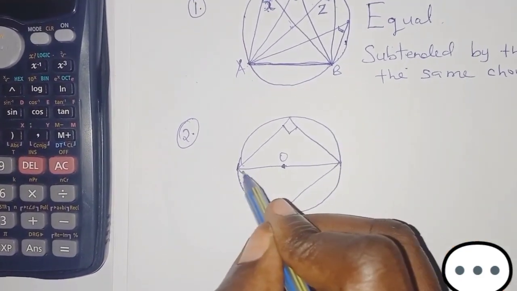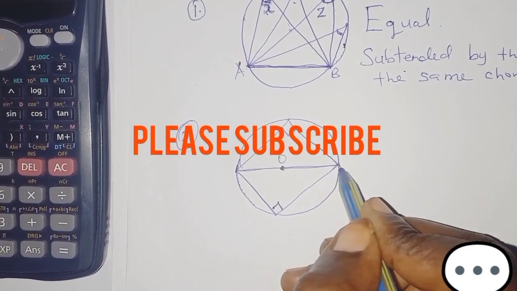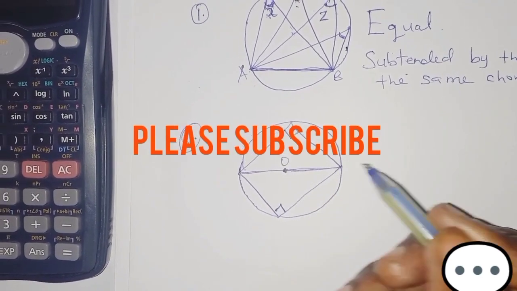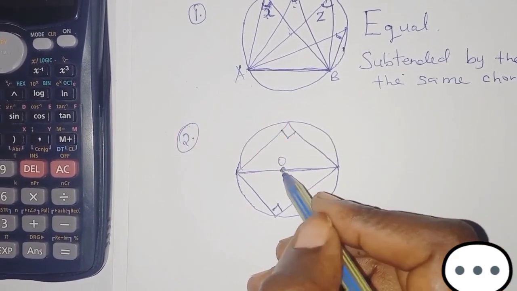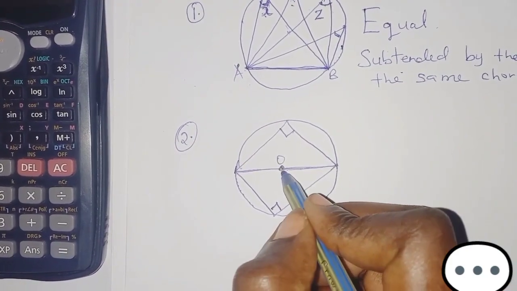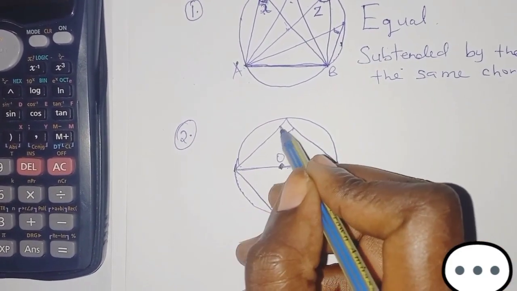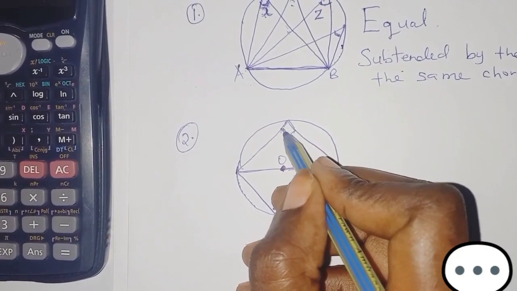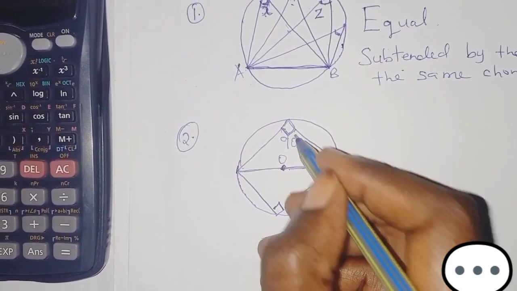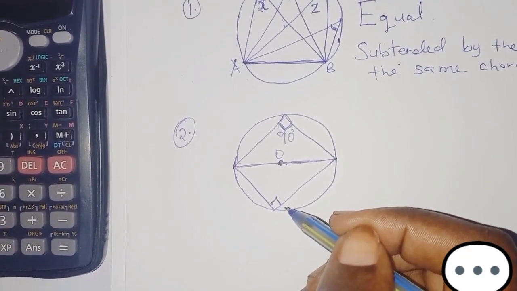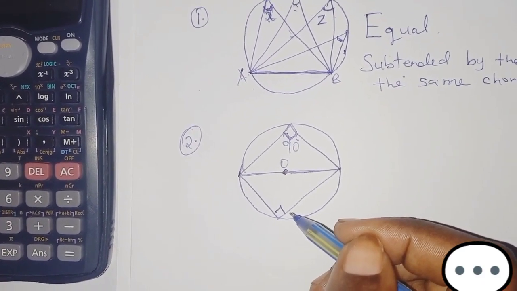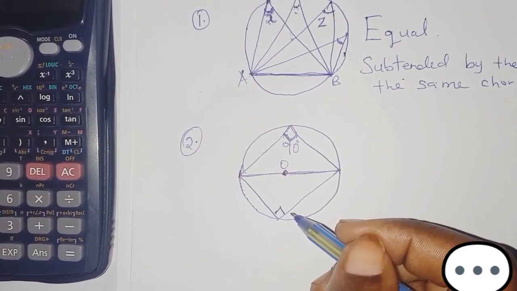So long as you see the diameter of a circle, and I believe you know how to identify the diameter, do not confuse a diameter with a chord. So suppose you see a diameter of a circle subtending an angle to the circumference of the circle. That angle will be 90 degrees. So you should be able to identify that property when you are given questions like this to solve.